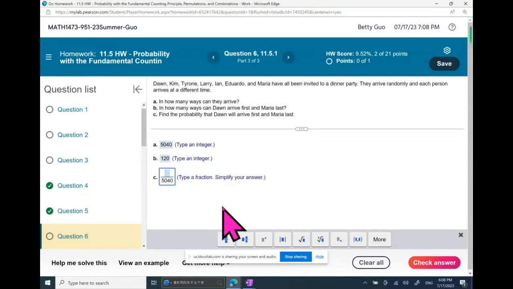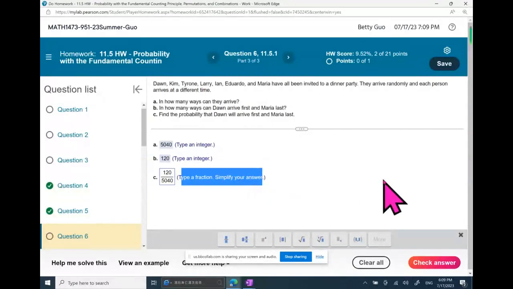Among the 5040 outcomes, the arrangements, we have 120 arrangements that favor Dawn first, Maria last. So that is the fraction, right? But don't submit yet. Read the information in the parentheses. Very, very important.